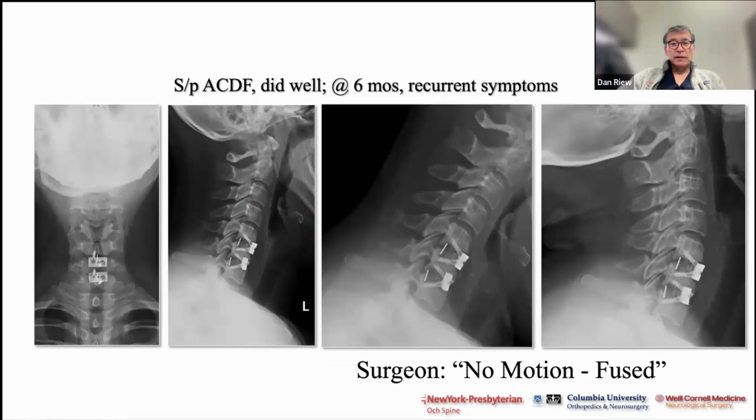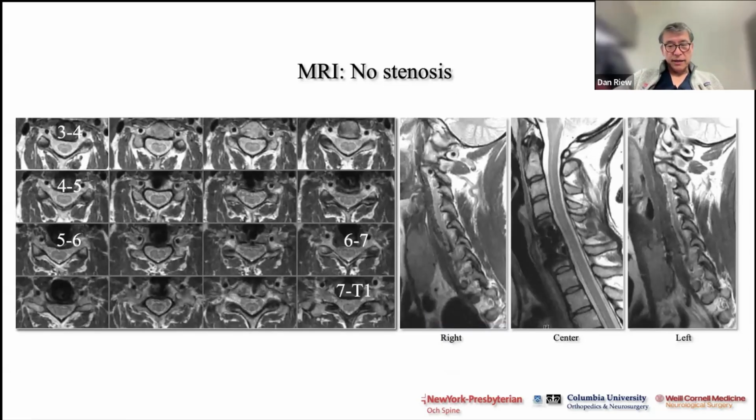And everything went well, and she did well for a while. And this is a physician, and she said for the first 6 months I felt okay, but around 6 months she began having recurrent symptoms. So the surgeon gets flexion extension views, looks at them, and says, "There's no motion there. You're solidly fused." And then they get an MRI.